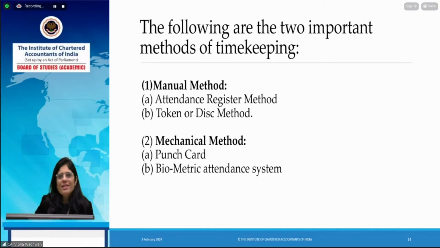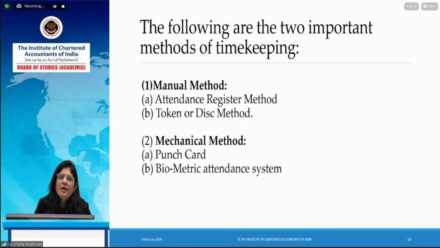And the moment you insert your ID card inside the punching machine, it will record your time. Clear? But the demerit is anybody can carry your ID card and insert inside the machine. So anybody can carry that. So that is the drawback of the punching card.